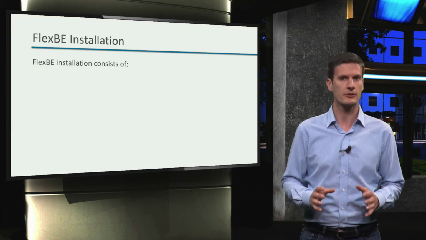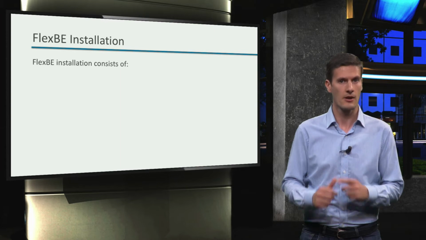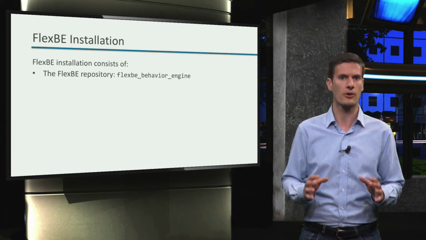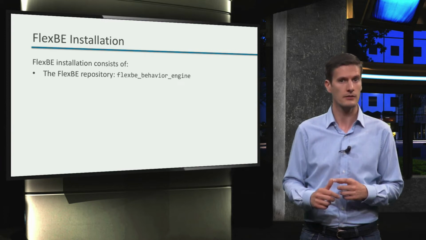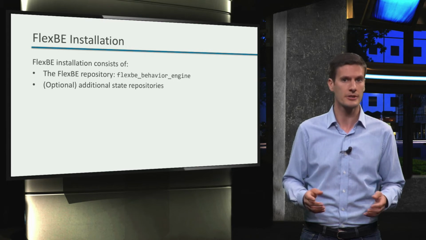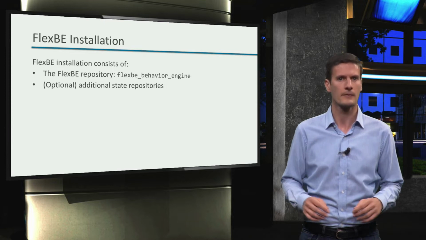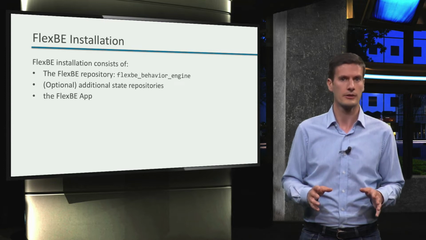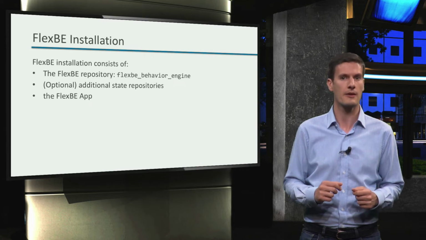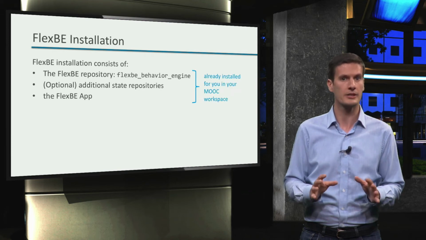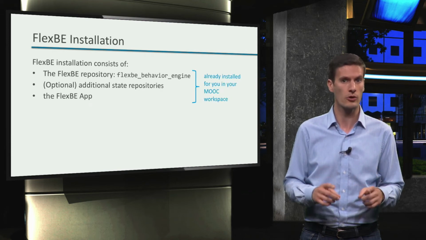A FlexBE installation contains three main elements. First, the FlexBE repository, called FlexBE Behavior Engine. This contains all the infrastructure of FlexBE. Then, you can have additional repositories with states that you can use in your FlexBE behaviors. These are optional. And third, the FlexBE app, which is a friendly user interface for creating our behavior state machines. If you followed week 0, all these elements are already installed in your workspace for the MOOC.